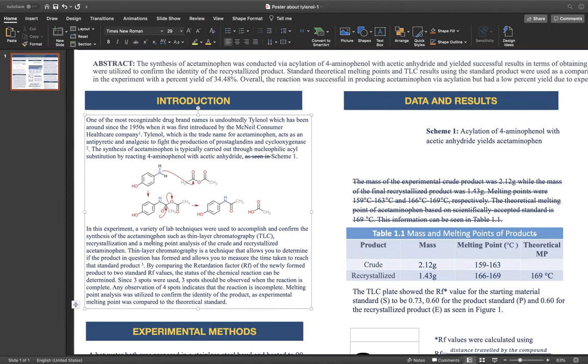Typically, you'd include a little bit about what is happening within the reaction mechanism, briefly. And then, in this experiment, a variety of lab techniques were used to accomplish and confirm the synthesis of the acetaminophen, such as TLC, recrystallization, and melting point analysis.